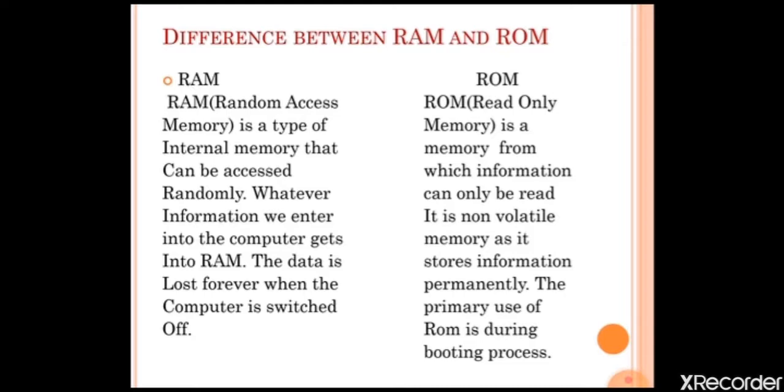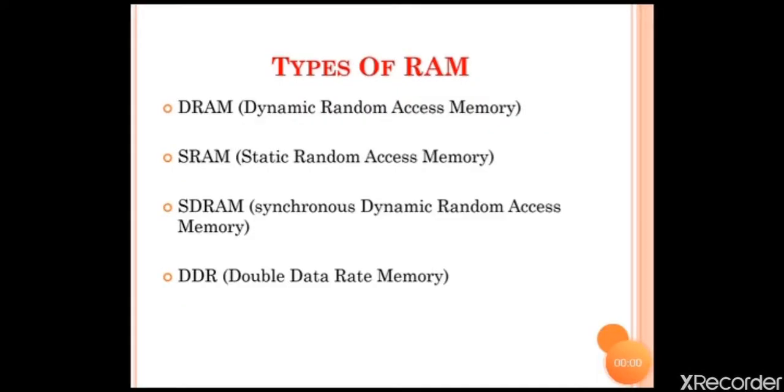ROM. It is a read-only memory. It is a memory from which information can only be read. It is a non-volatile memory as it stores information permanently. The primary use of ROM is during the booting process. Next topic is types of RAM.